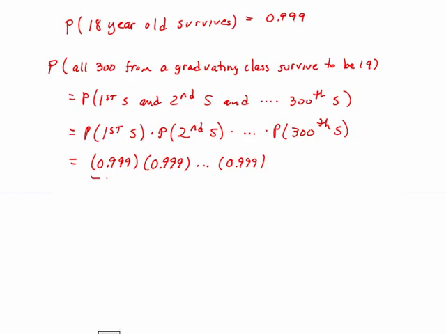0.999. So essentially we're multiplying 0.999 times itself 300 times. Agree? Which is equivalent to taking 0.999 and raising it to the 300th power. So what is 0.999 to the 300th power? 0.74? Okay.